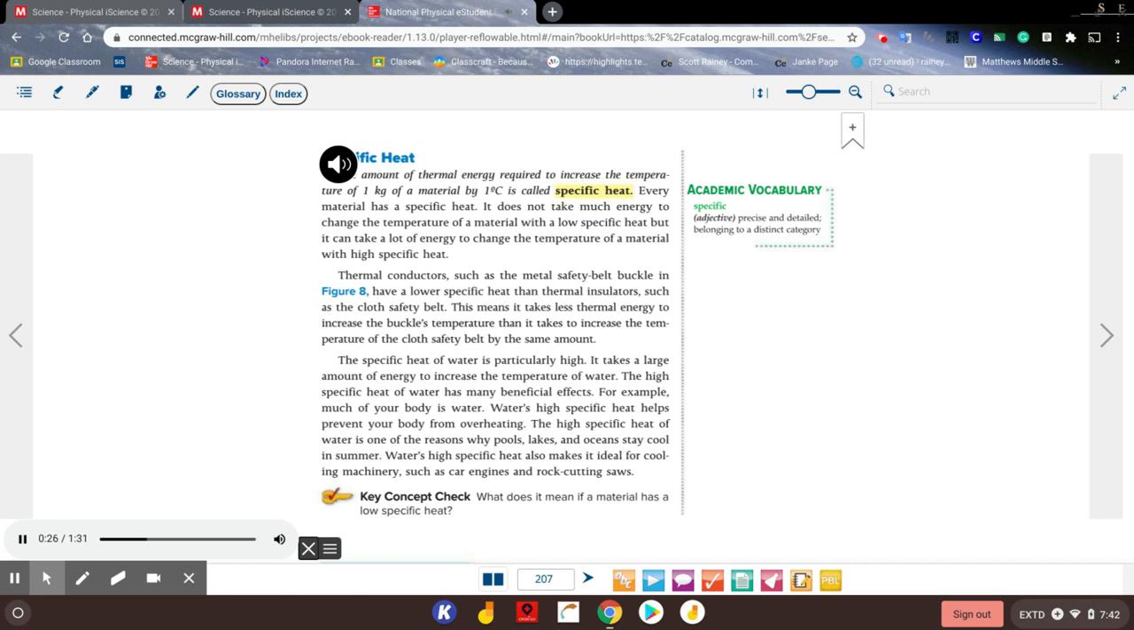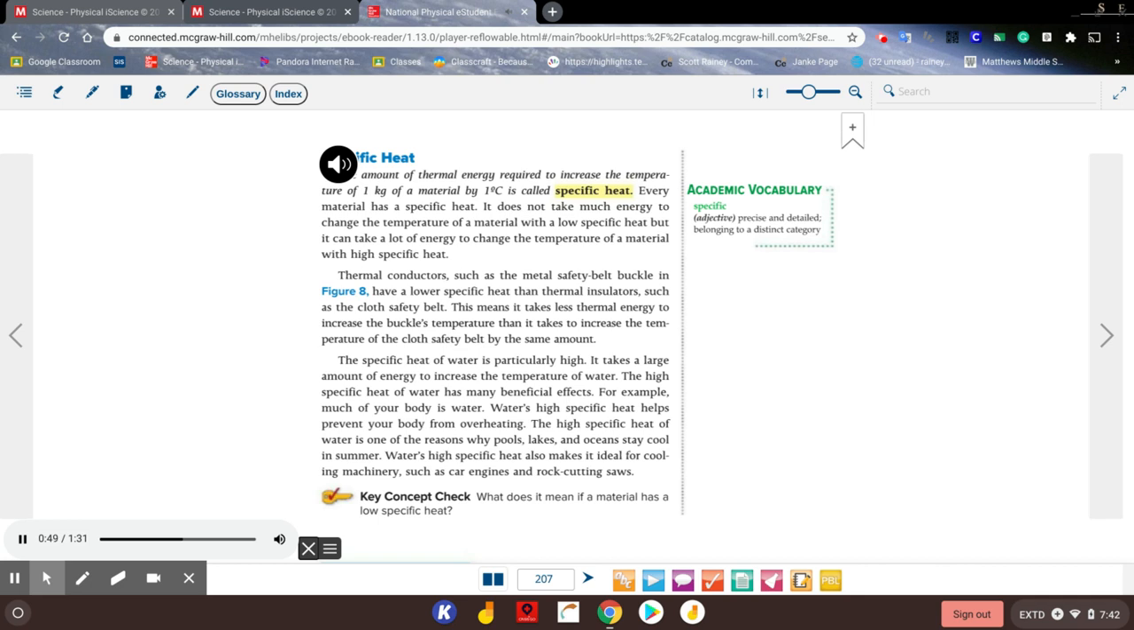Thermal conductors, such as the metal of the safety belt buckle in Figure 8, have a lower specific heat than thermal insulators, such as the cloth safety belt. This means it takes less thermal energy to increase the buckle's temperature than it takes to increase the temperature of the cloth safety belt by the same amount.